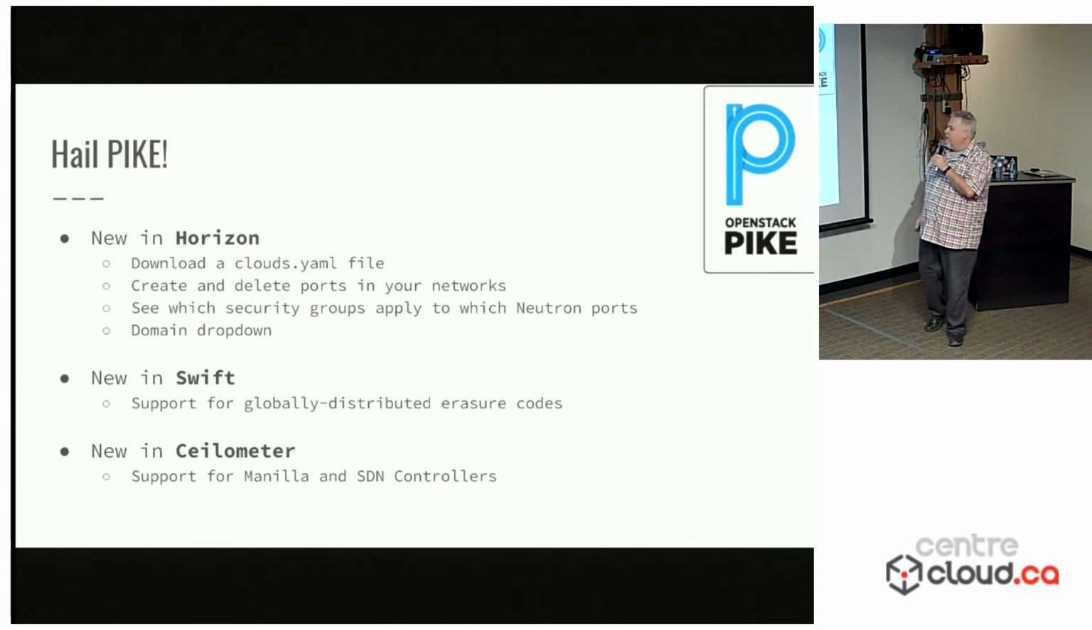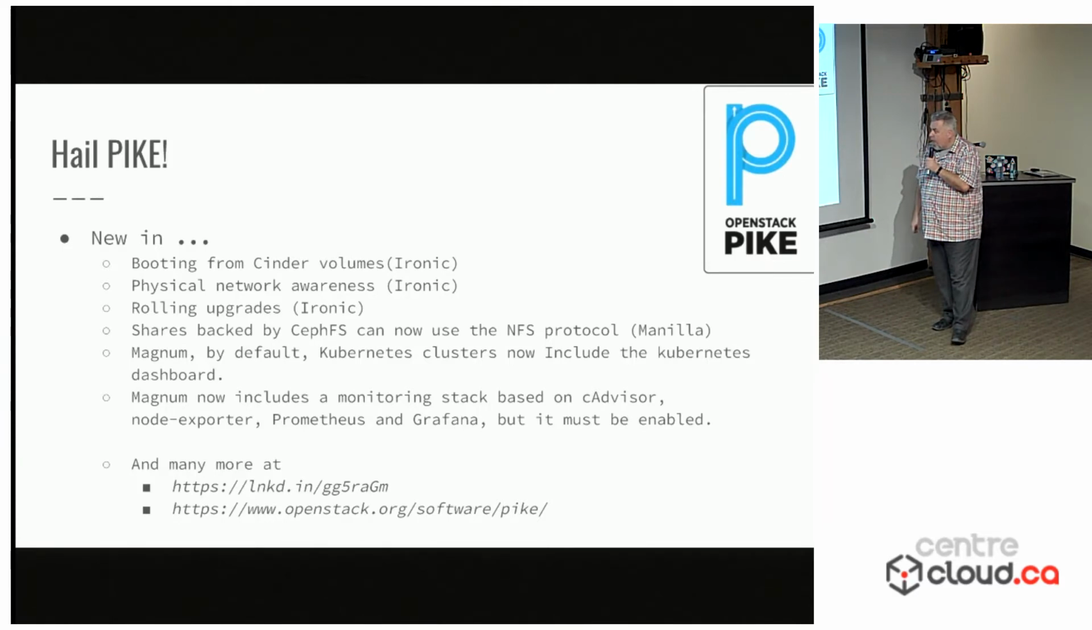Swift, nothing major there besides having globally distributed erasure coding. Swift is super stable, so there's always just a little list of new things. So it's still there. Ceilometer has support for Manila and SDN controllers when it comes to metrics. Again, the Ceilometer project itself has been in flux since Ocata, but there's still new metrics coming in, depending on how you're using it, like Mongo or Gnocchi, or if you're using Heat and all the other projects that are now part of the telemetry part. New things in, so that's a grocery list.